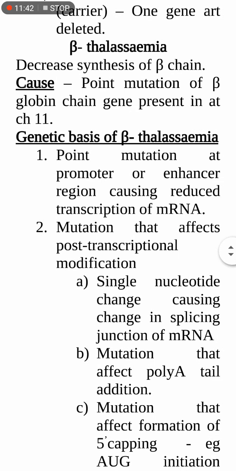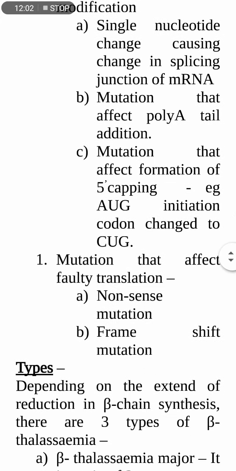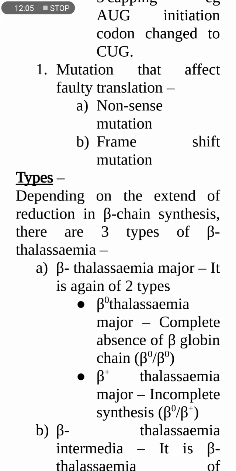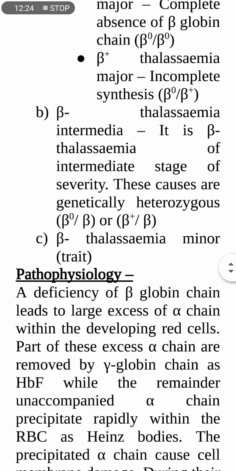Genetic basis is point mutation, either in the enhancer or promoter region, or a mutation that affects post-translational modification, or a mutation that affects faulty translation. Depending upon the extent of beta chain synthesis decrease, there are 3 types of beta thalassemia: beta thalassemia major, beta thalassemia intermedia, or beta thalassemia minor.